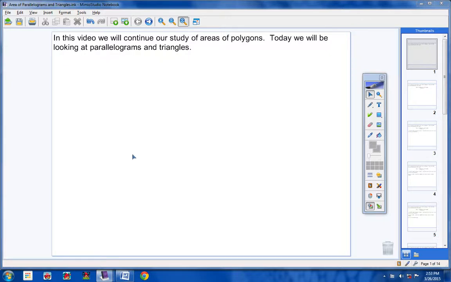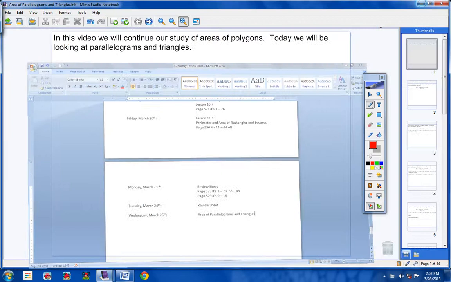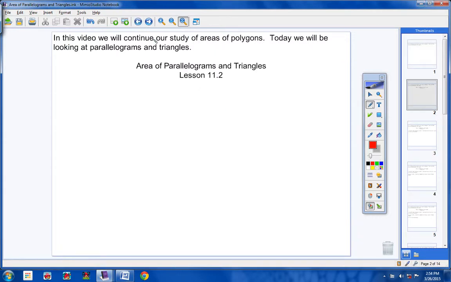Okay, geometry students, in this video, we will continue our study of areas of polygons. In the last lesson, we looked at perimeter and area of rectangles and squares. And so today we're going to move on and look at the area of parallelograms and triangles. So no perimeter today, just area, okay?